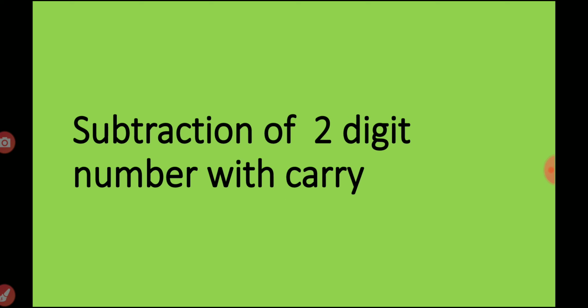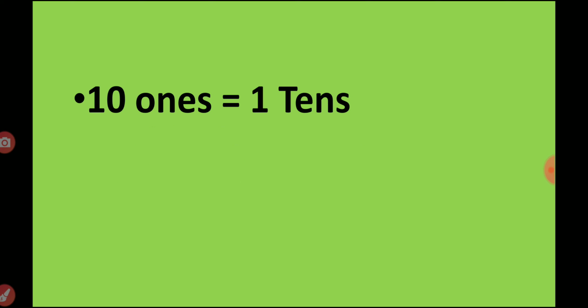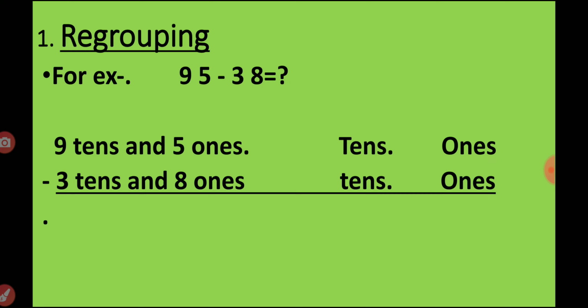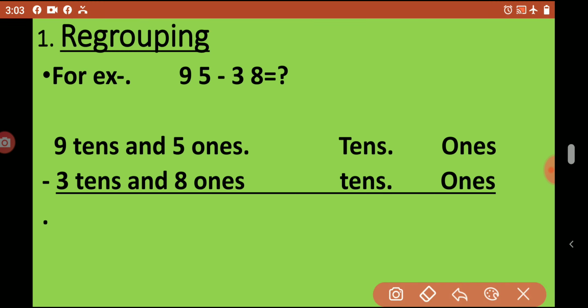Now, subtraction of 2-digit number with carry. Before starting this topic, you have to remember one thing. 10 ones equal to 1 tens. Now, let's take an example. First, we take the regrouping method. For example, 95 minus 38. So, both are 2-digit numbers. In 2-digit number, we use the places tens and ones.